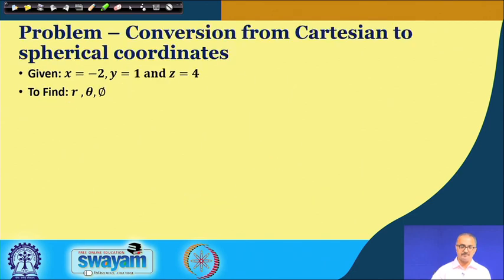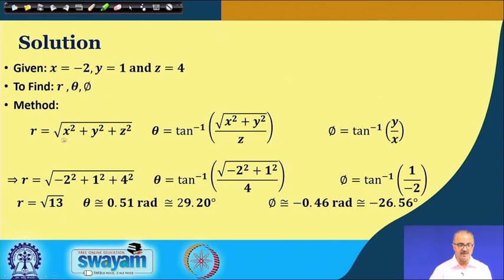Next is to convert the Cartesian coordinate to spherical coordinate. Again, here we have the points -2, 1, 4, and we have to find r, theta, phi. To find r, theta, phi, we apply these equations. For r we write this, theta this and phi this, and we find the value of r is root 13, theta is minus 0.51 radian and phi is 0.46. So, what you find is that in the two problems, even though the coordinates remain the same in the Cartesian system, they have different values of the radial distance, theta and phi in the two systems.